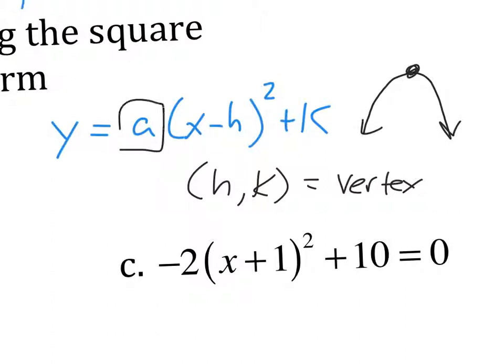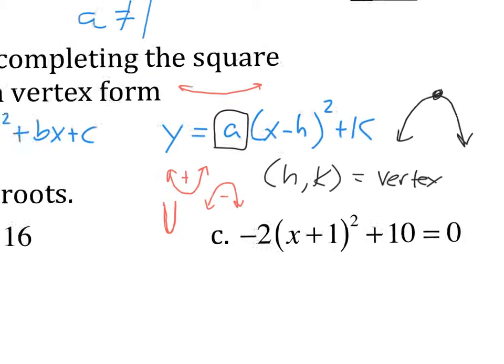Now, a tells me a couple of nice things. Number one, it tells you the direction: whether it opens up like this, if a is positive, or opens downward like this, if a were negative. It also tells me about width. If a gets closer and closer to 0, it starts to open wider. But as a gets really large, 10, 15, 100, it starts to get very tight. So a tells me the way it opens, but also how it opens. Is it wide or tight? And (h, k) is my vertex.